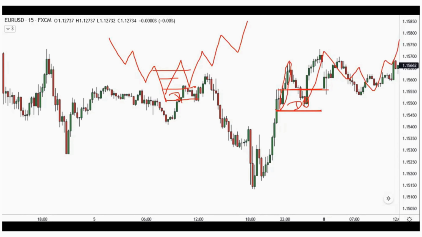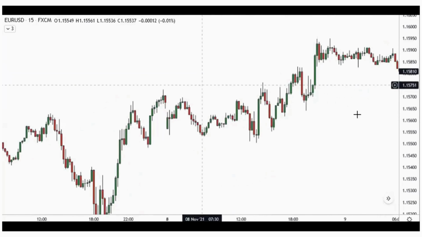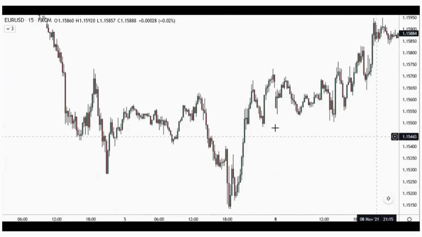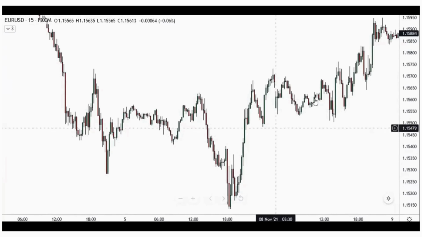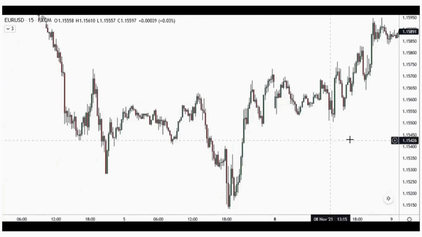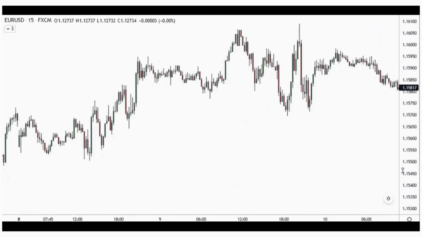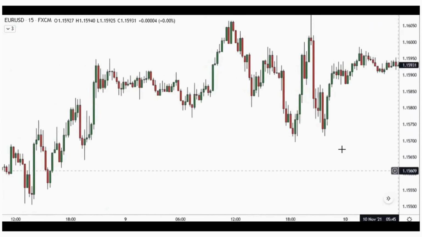Okay, so let's see. So you see, market completely shifted the trend from a downtrend to an uptrend just by breaking the last supply. Even the last structure is here. Also, the stop supply is also broken here. Okay, so this is called a flip. Let's try to see if you can get more examples.